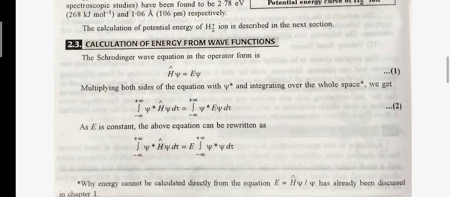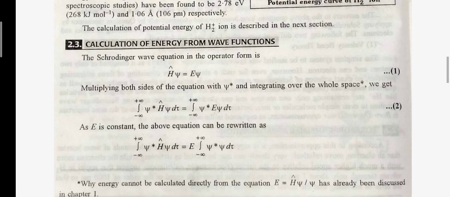Calculation of energy from wave function. The Schrödinger wave equation in operator form is Hψ = Eψ. Multiplying both sides of the equation with ψ star and integrating over the whole space, we get ∫ψ*Hψ dτ equal to the following form.